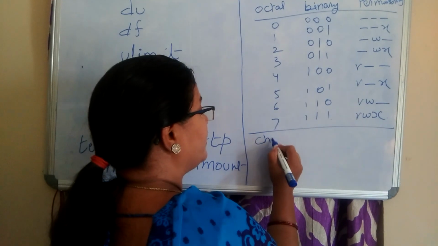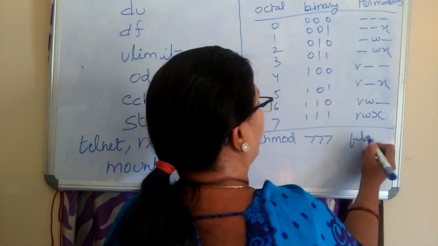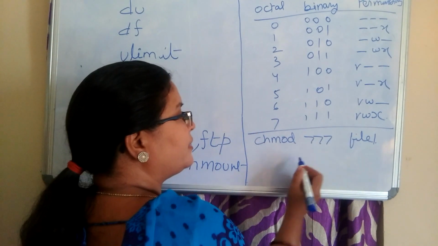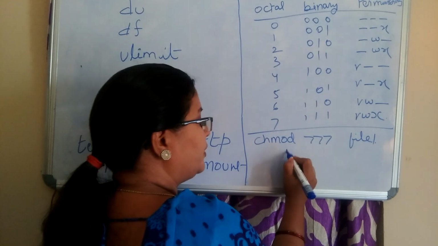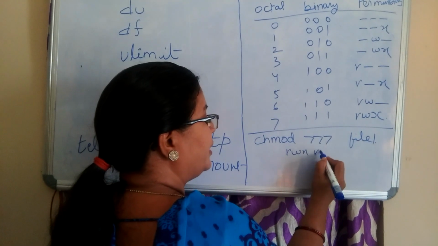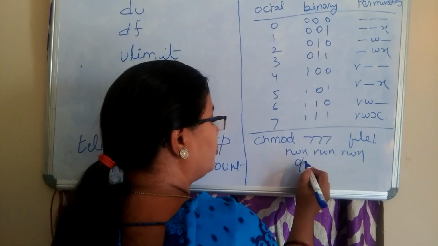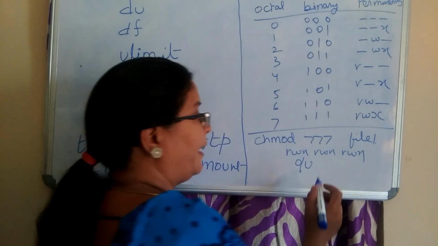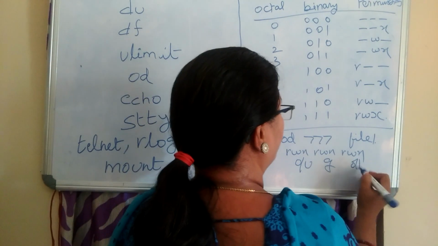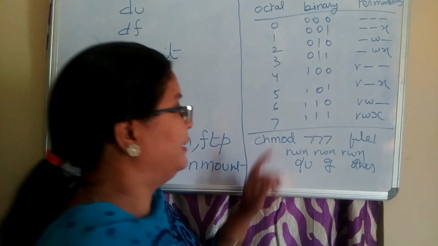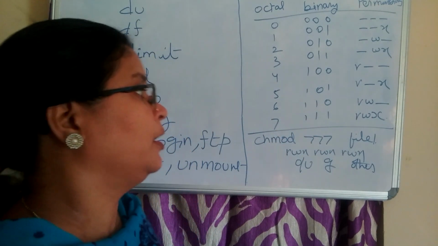Now we see a small example, that is chmod 777 file1. So what is the 7 here? All the permissions are on. That means read, write, execute, read, write, execute, read, write, execute. So for owners or users, all permissions are there, for groups all permissions are there, and for others also all permissions are given. Like this also we can specify the chmod command.